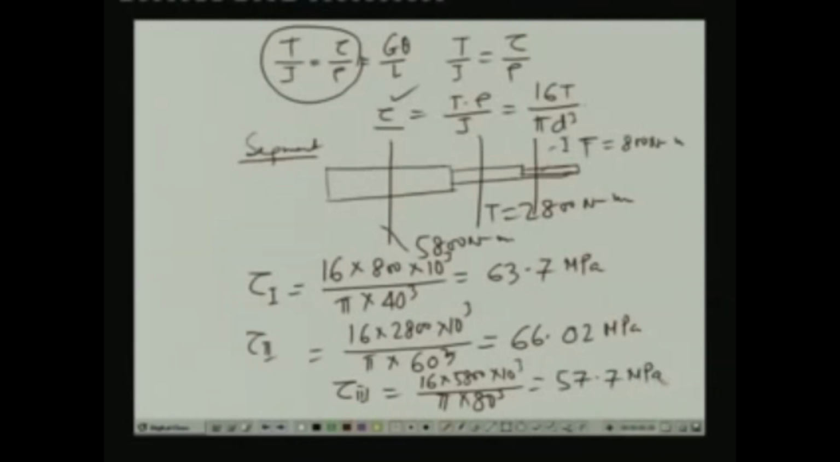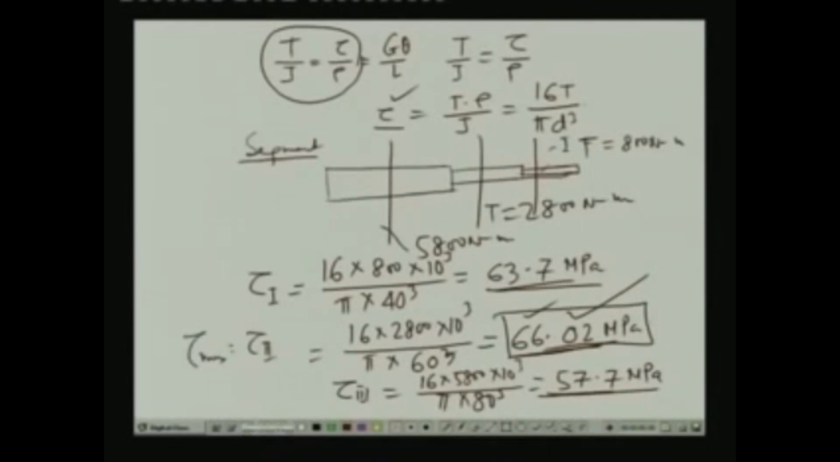Now, out of these three, as you can see, at three different segments we have three twisting moments, and correspondingly we have three stresses. The maximum stress occurs in the second segment, which is 66.02 MPa. So, out of these three, this gives us the maximum value. So, this is the maximum value of the shearing stress. This is tau max.